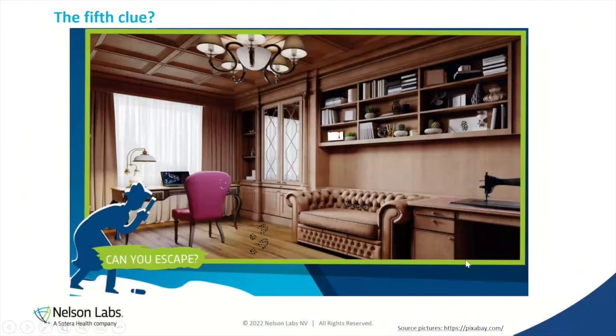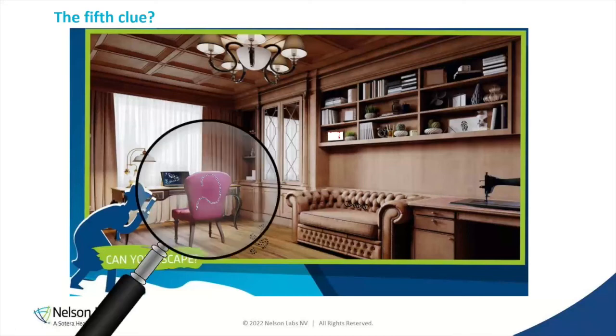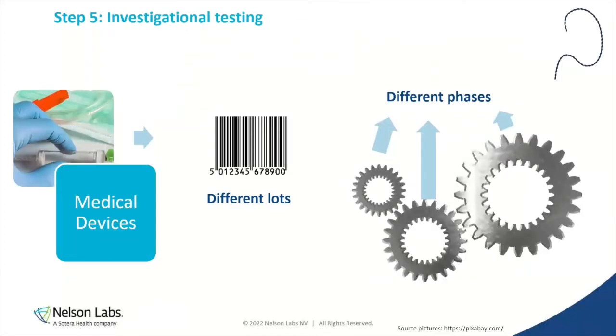So we need to find a fifth clue. So just go and see where it is. Okay, on the chair, we can find the hair. It's a very small detail. Look closely. What's the fifth clue? The fifth clue is a vague clue. It's more something you can do.